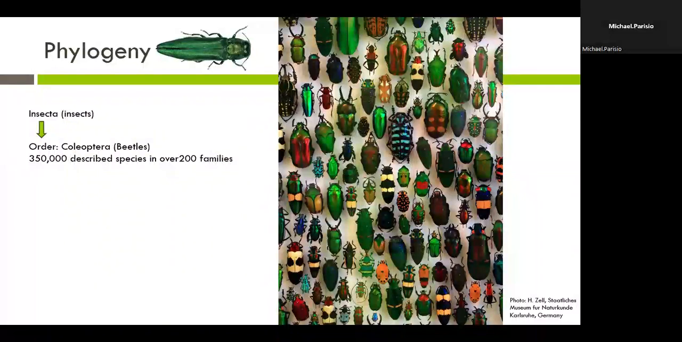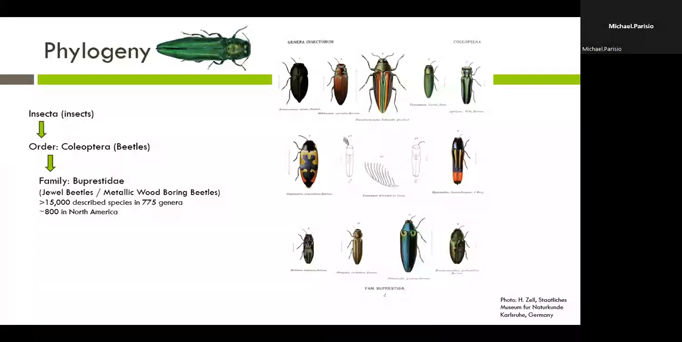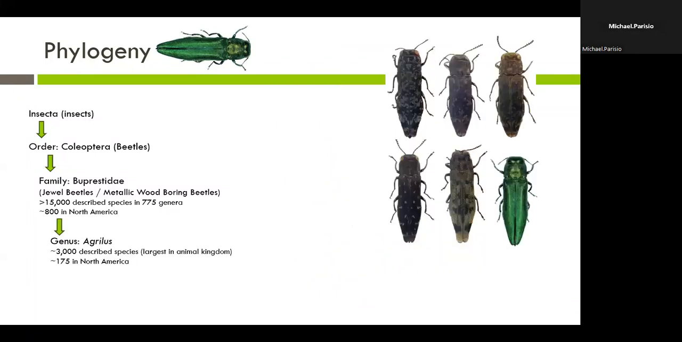And so just some basics on the phylogeny of the insect. It's a beetle. It's in Buprestidae, which is the wood-boring beetle family. It's a huge family. There's lots of them. We have over 800 beetles in this family in North America. Within that family, it's in the genus Agrilus, which is also a huge genus. There's over 3,000 species. I saw somewhere that it's probably the largest genus in the animal kingdom. So it's a hugely diverse group of insects.